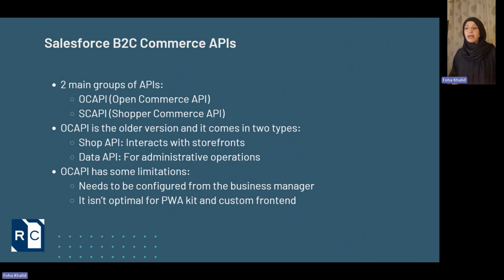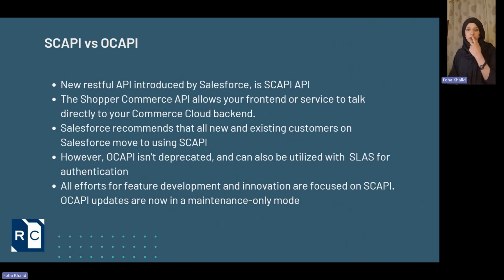A new RESTful API was introduced by Salesforce with the name of SCAPI. The SCAPI, which is the Shopper Commerce API, basically allows your front end to communicate with your backend directly, without having to go through the middleman of the account manager in order to define scopes or give permissions for the API.